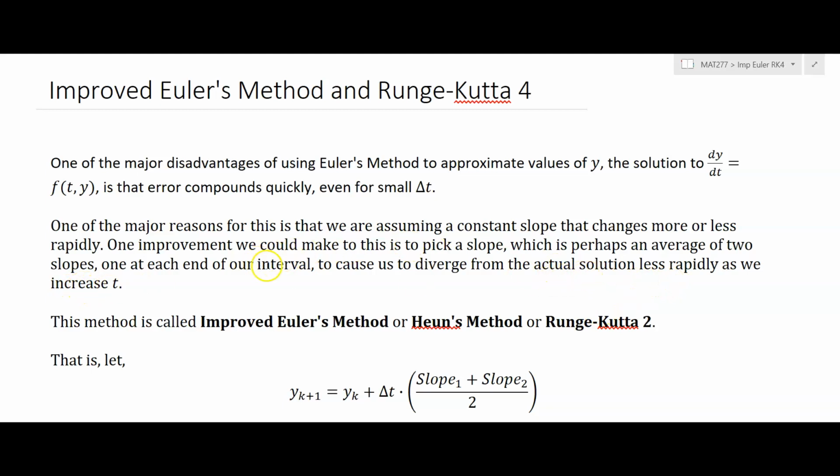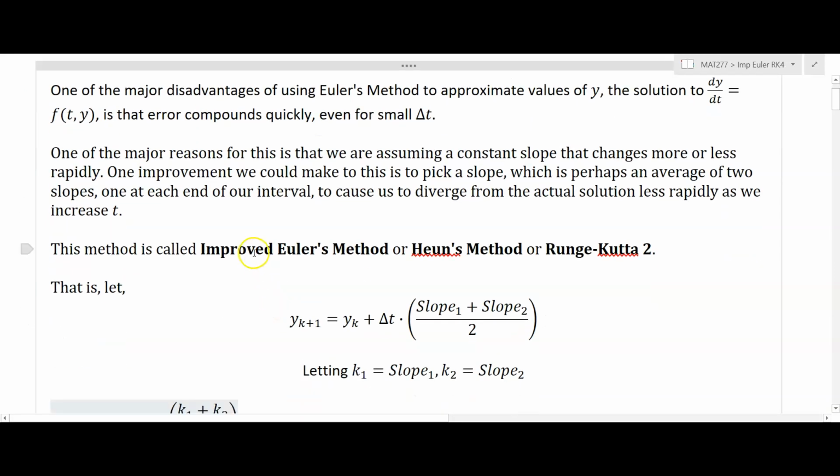So if, for example, we compute one slope and it's too high, and we compute a second slope but it's too low, then the average of them, in theory, should get us closer to the slope that's just right. This improvement to Euler's method is often referred to as improved Euler's method, or Heun's method. I am not so much familiar with this name for it, but I'm guessing this is the individual who modified this. I usually think about this as Runge-Kutta 2.